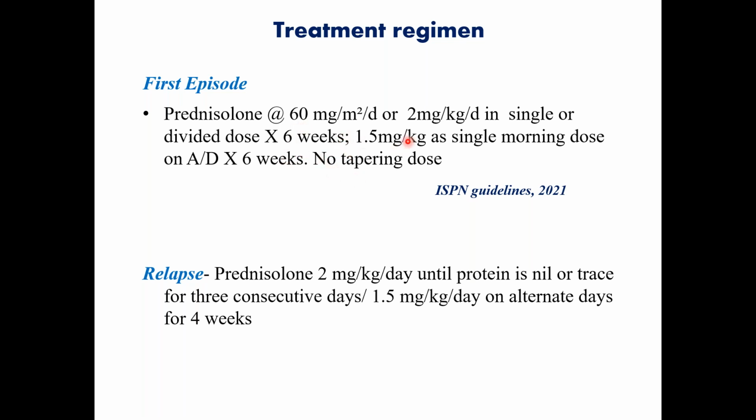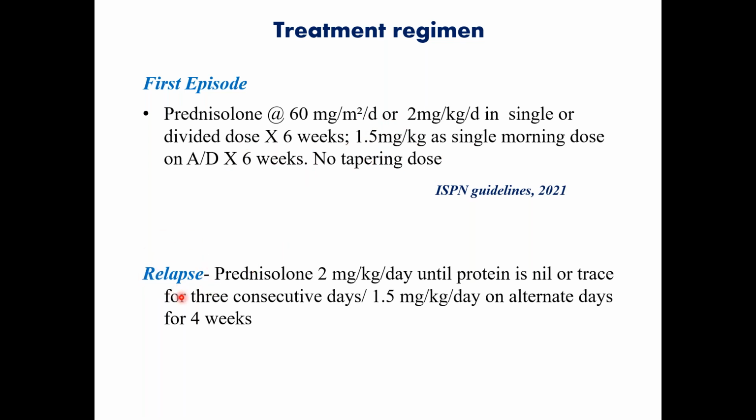And after 6 weeks, we can give doses as 1.5 milligram per kg or 40 milligram per meter square per day as single morning alternate day doses. Whenever you give doses in an alternate day manner, they should be given as single morning doses, and no tapering is required for stopping these doses. So at the end of 6 weeks of alternate day therapy, you can abruptly stop steroids in childhood nephrotic syndrome because you have already been giving the drug as alternate day.